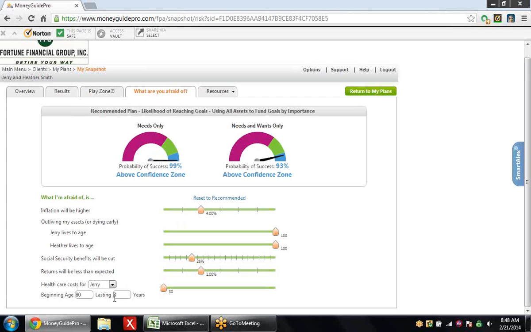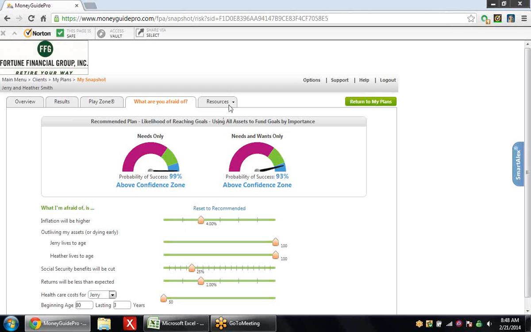You can also put in the healthcare number if you want to factor in long-term care. If you want to factor in that you may need money for long-term care and for how many years, you can put that in as well. Again, this is something that you can play with on the fly, along with the what-if section on the financial planning that we looked at earlier.